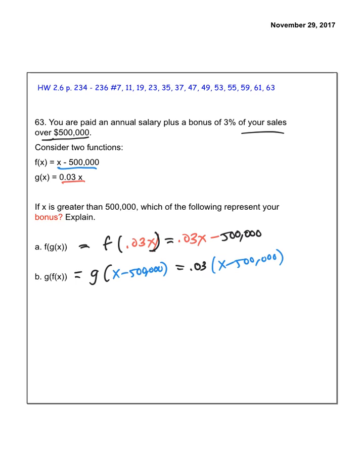Now we need to interpret these two expressions. So we want the bonus, which is going to be 3% of sales over $500,000. So if x is the total sales, then x minus 500,000 represents sales over $500,000. And if we multiply that by 0.03, this is 3%. So if we multiply 0.03 times the quantity x minus 500,000, that's going to represent the bonus. So g of f of x represents the bonus.